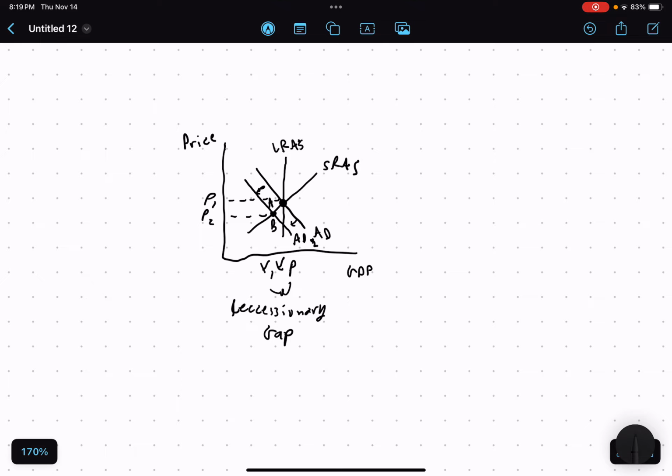And if we wanted to correct this recessionary gap, which always occurs if either AD or SRAS shifts left, the opposite happens for an inflationary gap. If we wanted to bring it back to equilibrium, what we would have to do is shift the short-run aggregate supply curve to the right, where the LRAS meets our original aggregate demand over here. And so it would shift, and that would cause a new point at C, a new price level, and this would be our new long-run equilibrium.